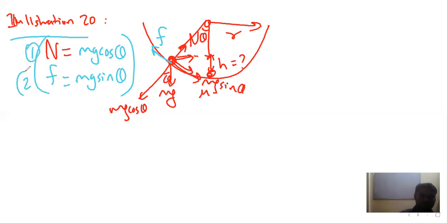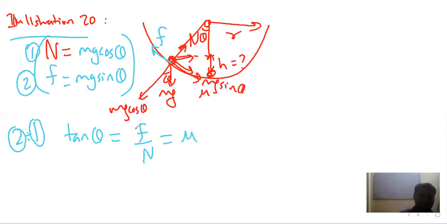If I call this equation 1 and this equation 2, equation 2 divided by equation 1 will give us tan theta is equal to f by n, which is nothing but mu, because f is mu n. So n and n cancel. So tan theta comes out to be mu.